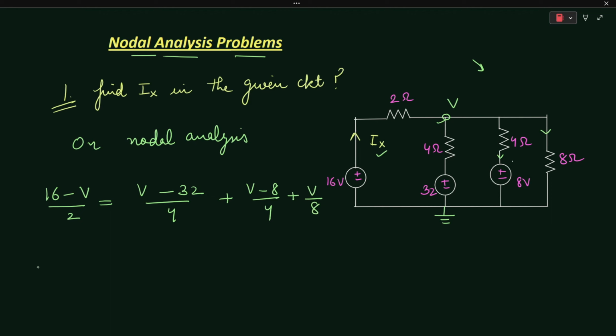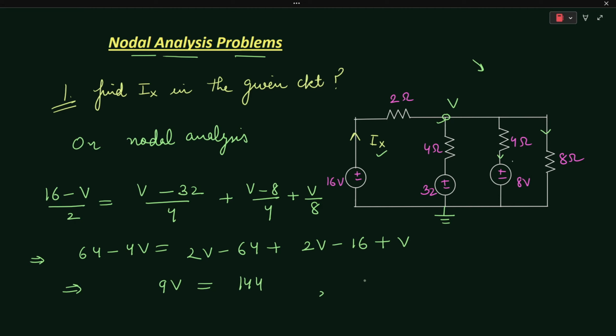On taking 8 common, we can say that it will be equal to 64 - 4V = 2V - 64 + 2V - 16 + V. On further solving it, we can say that 9V will be equal to 144, and V will be equal to 144/9, which is equal to 16 volts.